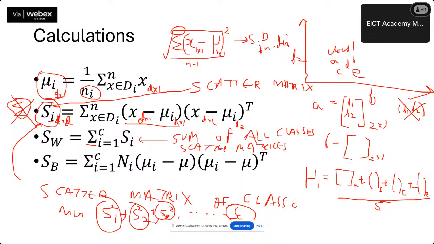So this SW is what is called the within class scatter matrix. Now I emphasize this word W. The word W says that it is the within class scatter matrix. So when I say the word W, I mean within class. And within is intra.